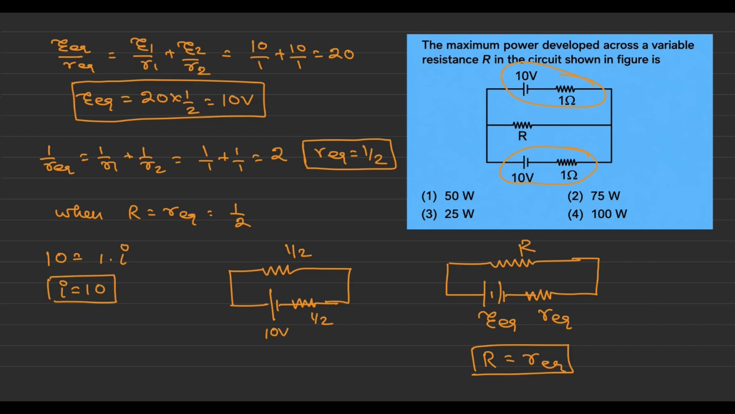10. So power dissipation across 1 by 2 ohm will become equal to what? You can say, sir, it will become equal to what? I square into R. So I square value will become what? 100. R value we know 1 by 2. Answer will become equal to what here? 50 watt. So correct answer will be our option number first. That is our 50 watt.